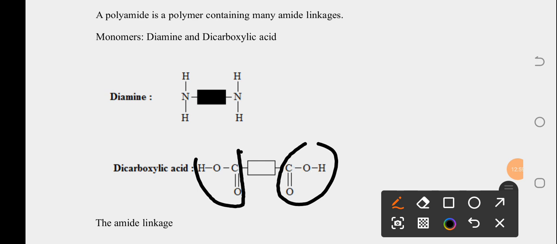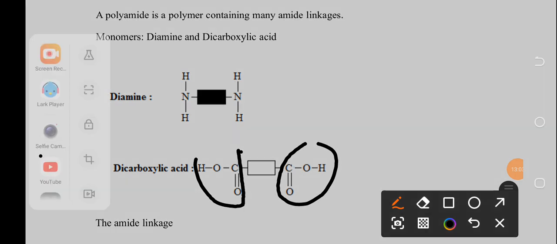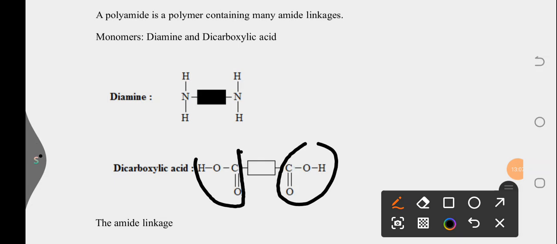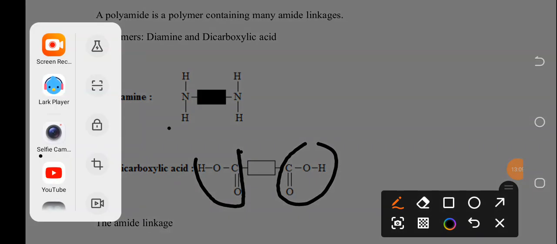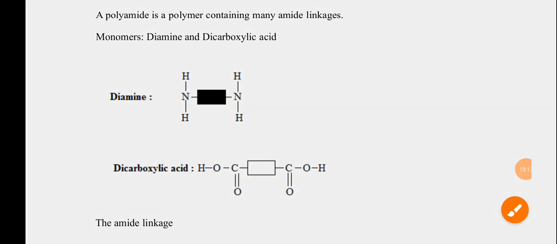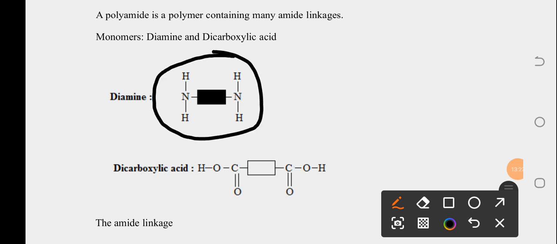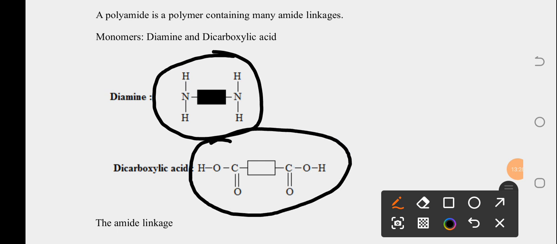So that's the reason why we are using di, because we've got 2 carboxylics. Okay. So now, how do we join up these 2 monomers in order to form nylon? How do we join these 2 monomers? That's where I want you to understand very well.